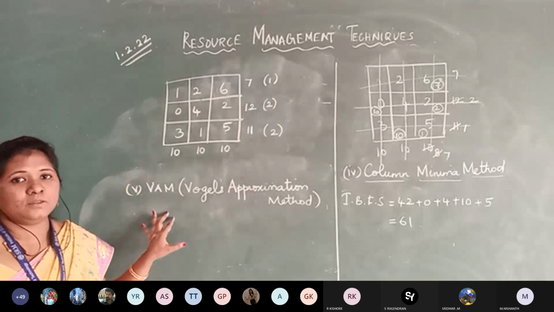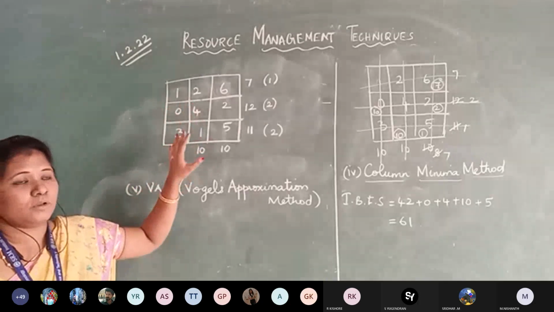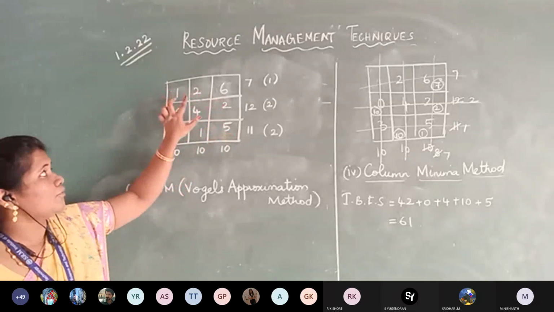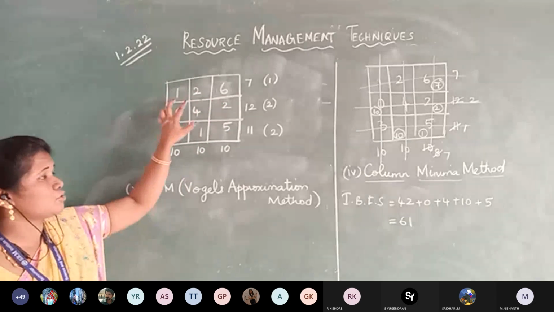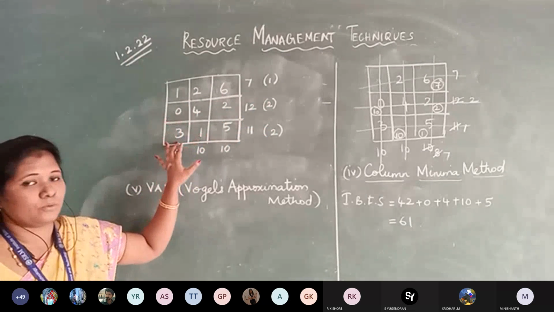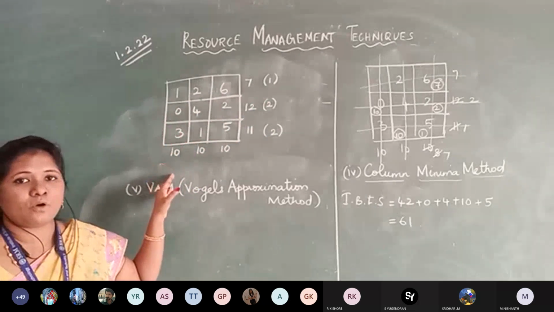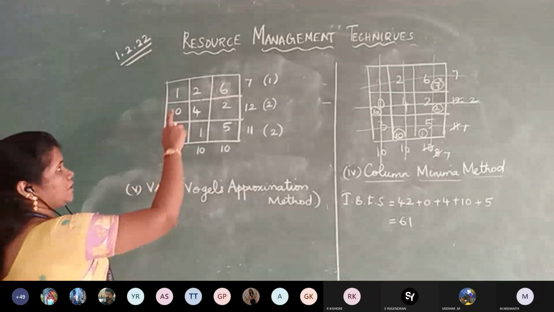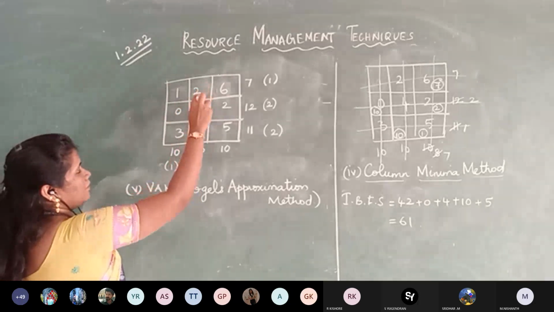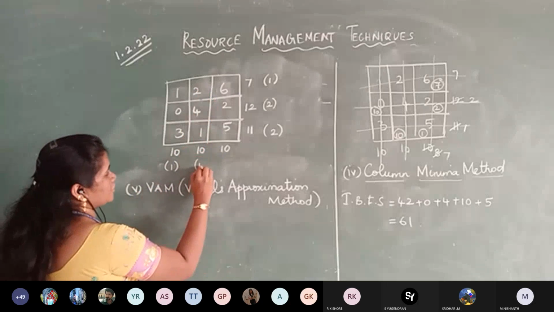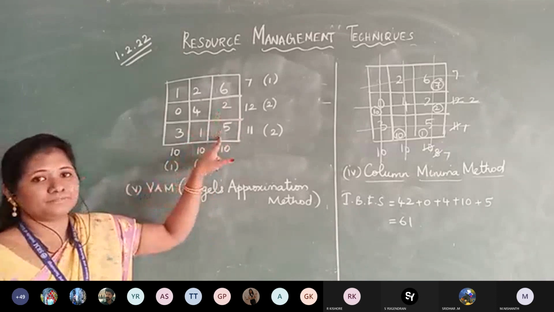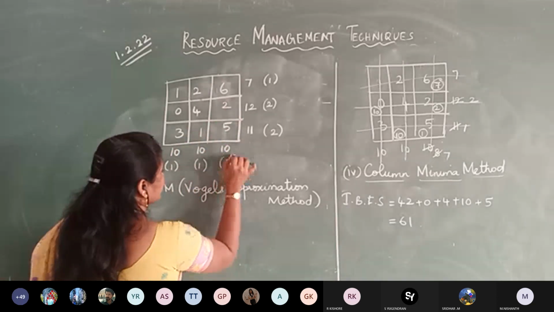In the VAM method, your first step is to start row wise in this table. In the first row, find the two least values, find their difference, and write it on the side. Similarly for the second row and third row. Follow the same for the columns. In the column, the two least values are 1 and 0, so the difference is 1. Here the two least values are 1 and 2, so the difference is 1. Here, the two least values are 2 and 5, so you write the difference.